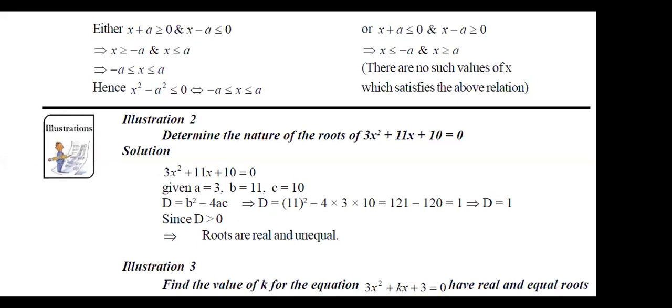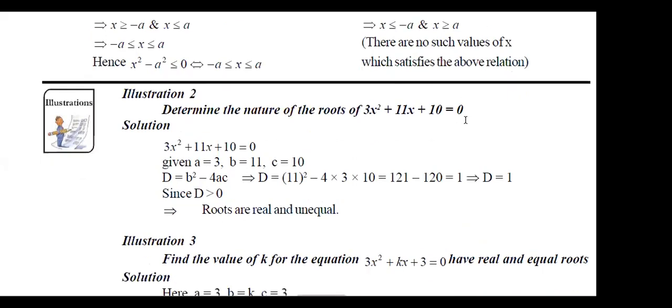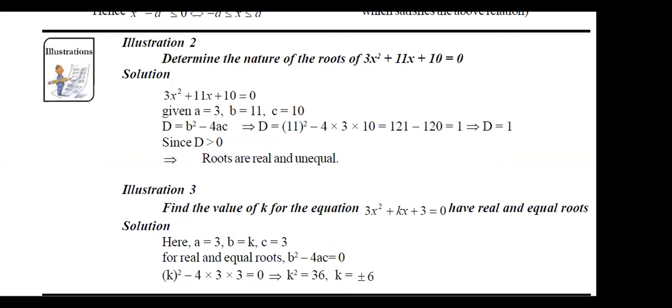Very good. So what you have done is just find the value of b square minus 4ac, which is D. And for real and equal roots, it should be greater than or equal to 0. So k square minus 4 into 3 into 3 is greater than or equal to 0. So it will have two values, plus minus 6, because it is k square now.